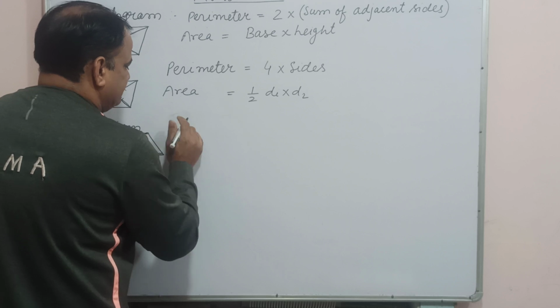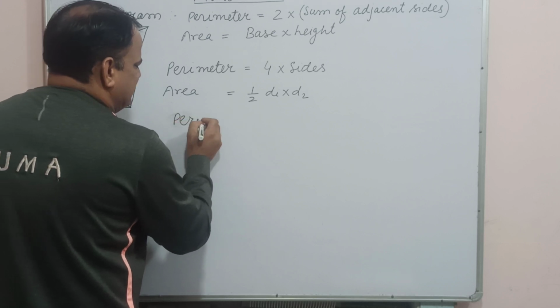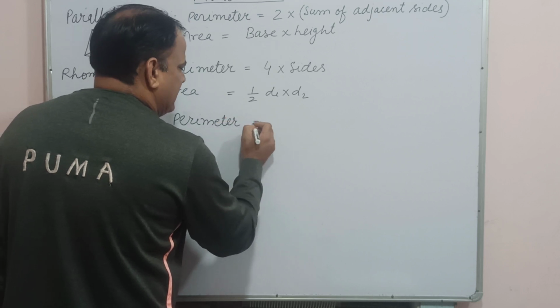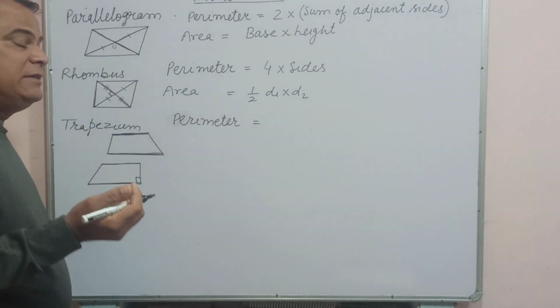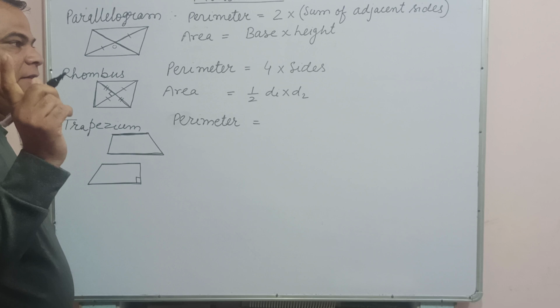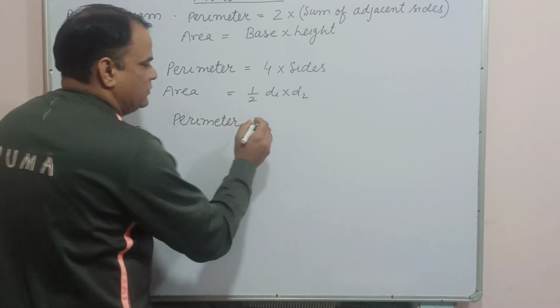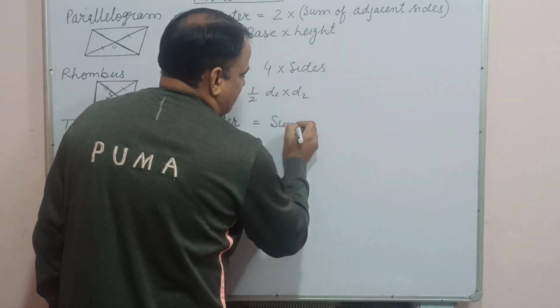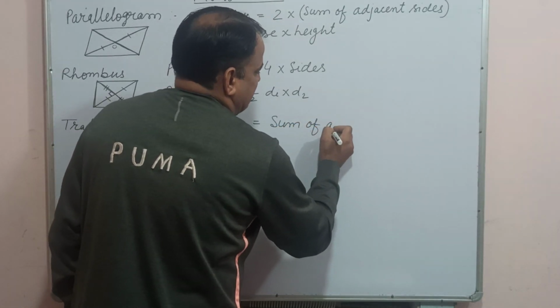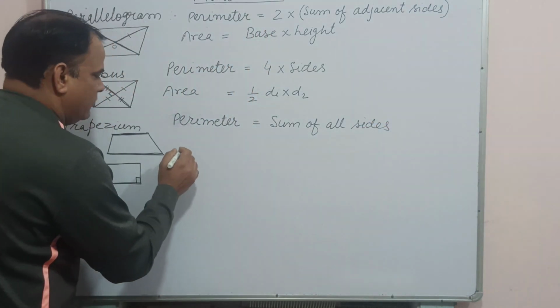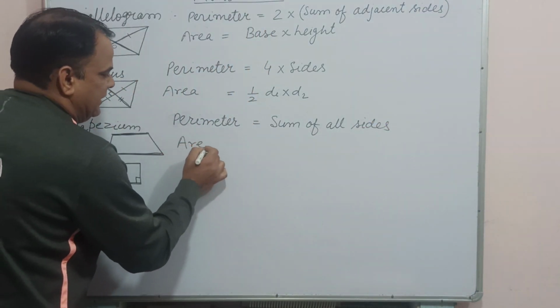Perimeter. Perimeter is mostly not asked in the matter of trapezium, but we have to know what the perimeter is. I said that perimeter is the sum of total length. So we can say that the sum of all sides is the perimeter in this figure. Now we will discuss the area.